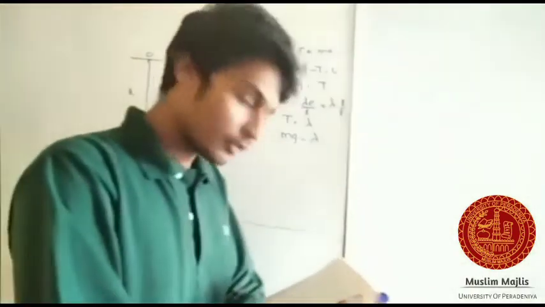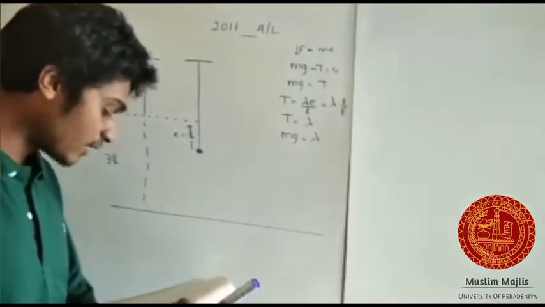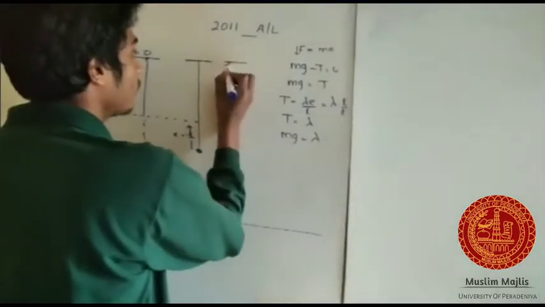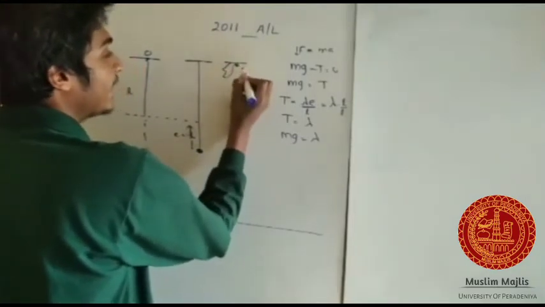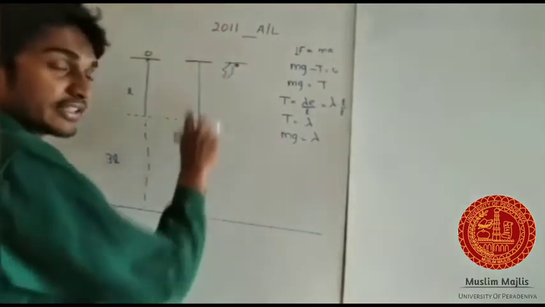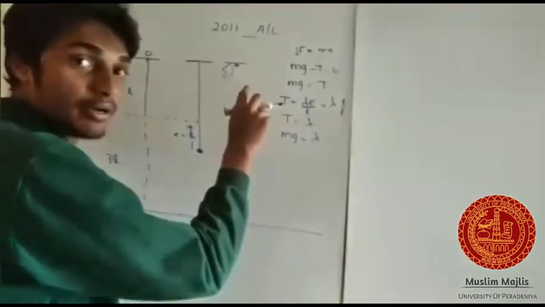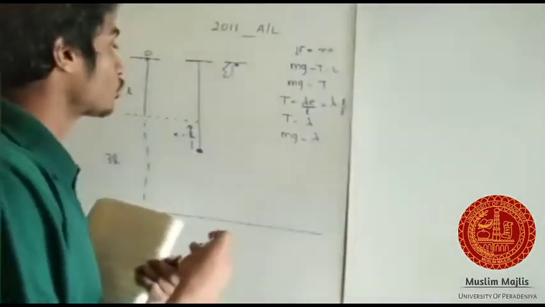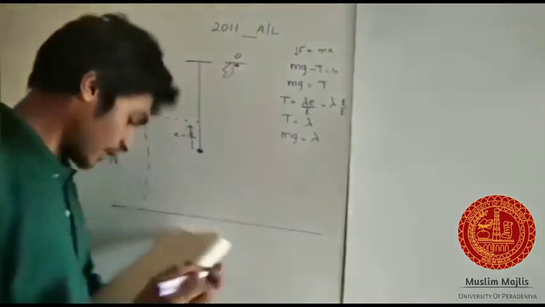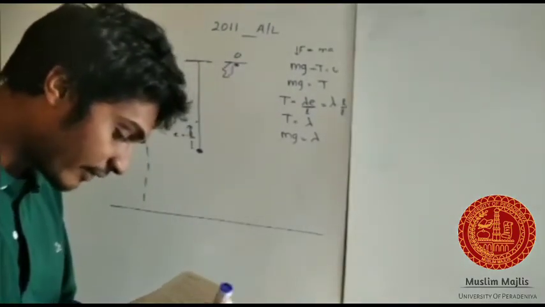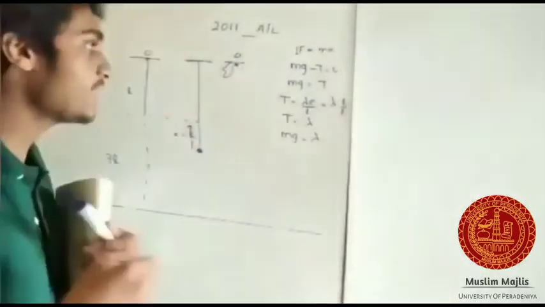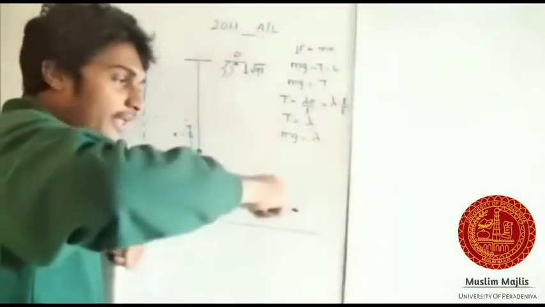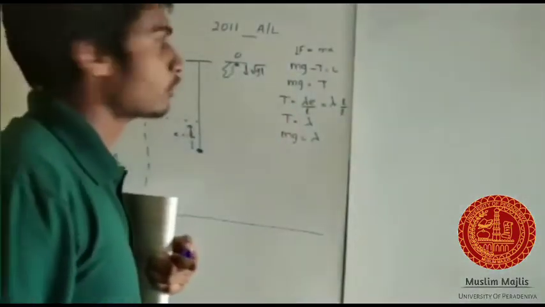Now the next part of the question says that the particle P is now held at O. So the particle is now slowly brought to this position, meaning the string is slack here. Slack means you don't have any tension. So from O they are not releasing it, they are giving it a velocity of square root of GL.